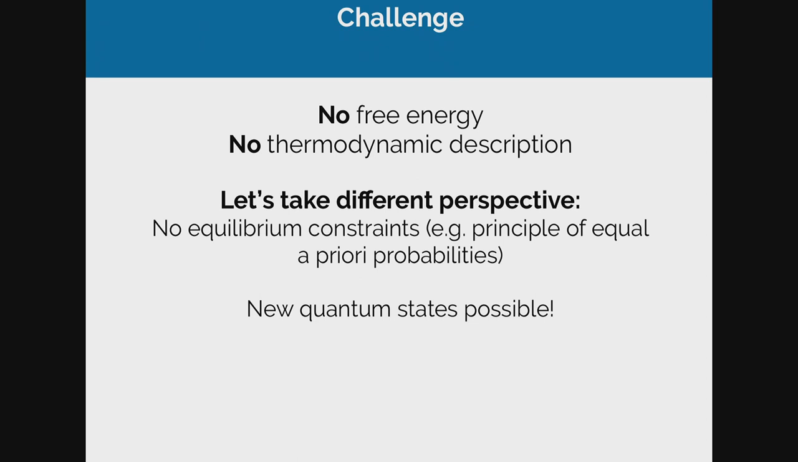Examples of that you have seen on previous slides, like this many-body localized phase or discrete time crystals. They necessarily require precisely to break these equilibrium constraints. These are phases of matter that you can only generate when you don't have a description in terms of a thermodynamic ensemble.